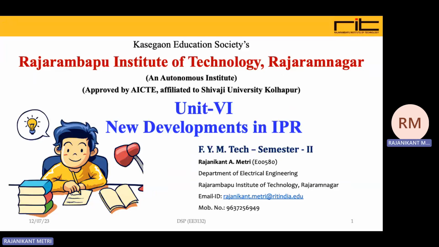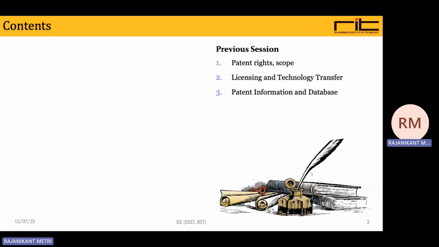In the previous session, we have seen patent rights, scope, then the nature of intellectual property. Also, we have seen what licensing and technology transfer are, and how we can utilize those two to protect our innovations. Then patent information, what patent information and the patent database are, and what the documents are and what the contents of those patent documents include. These details we have studied.